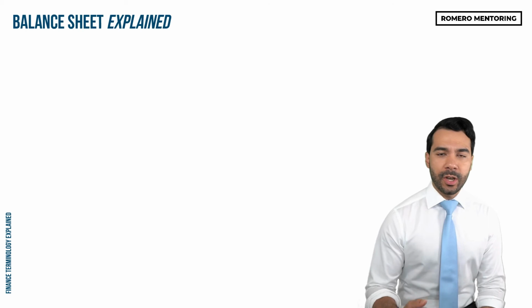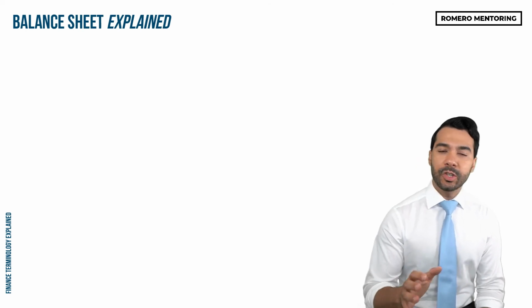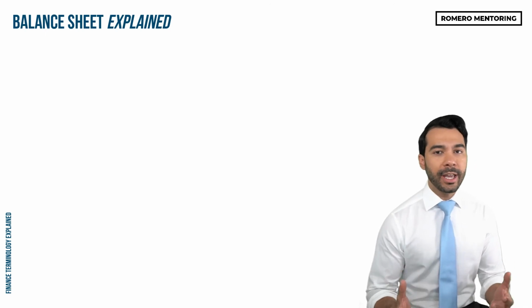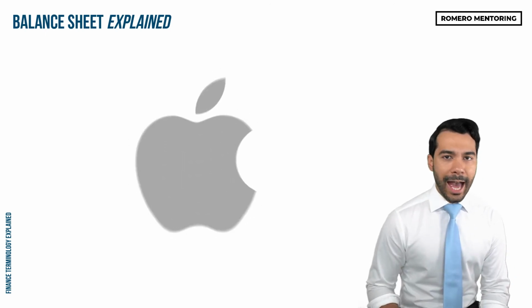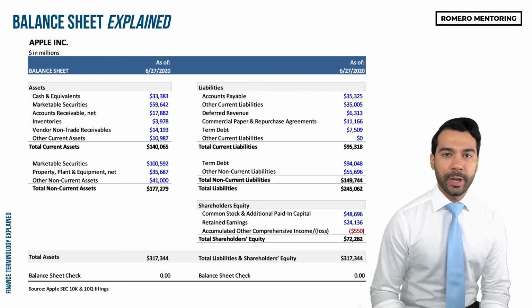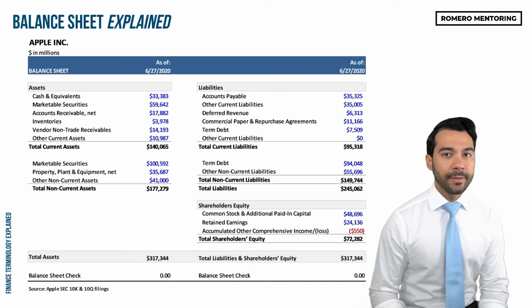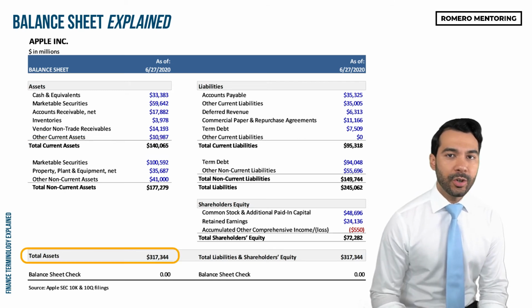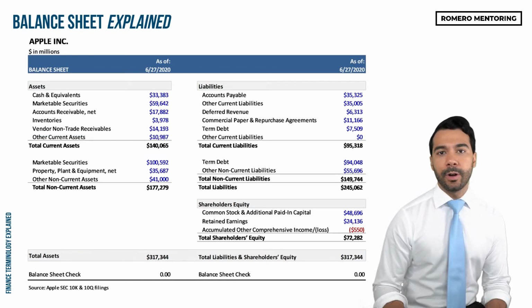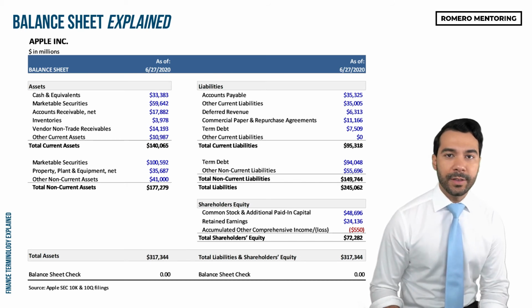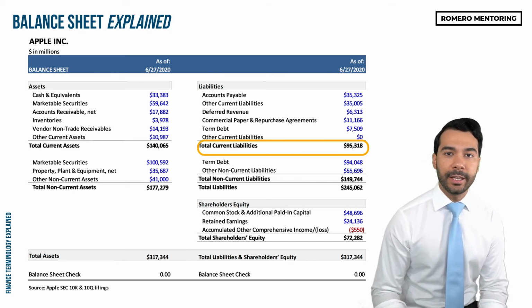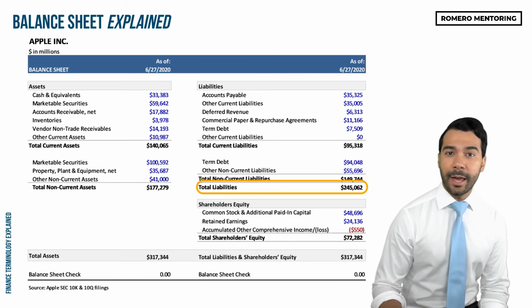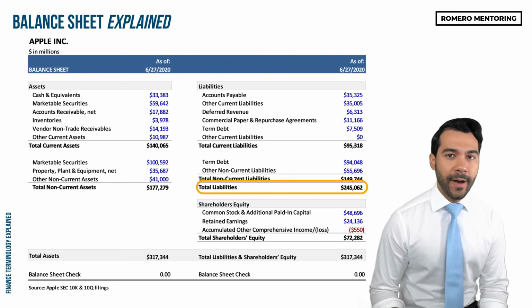Now that we've given you a summary of what a balance sheet is and how to analyze it, let's look at a real-world example. In this case, we're going to look at Apple. When reviewing Apple's balance sheet as of June 2020, we can see that on the current asset side, they have 140 billion and their total assets are 317 billion. Now, if we look at the liability side, we can see that their total current liabilities are 95 billion and their total liabilities or financial obligations are 245 billion.